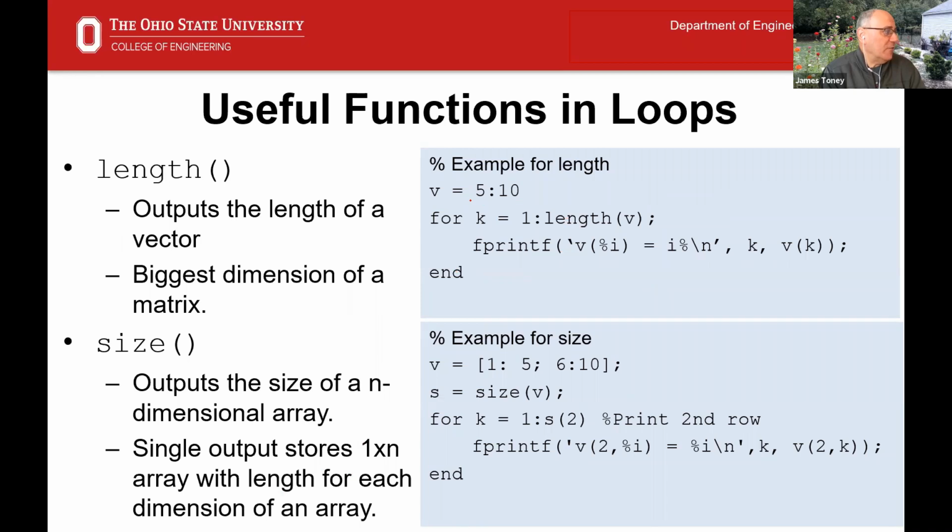Now, when you're iterating over a data array, iterating just means repeat the code for each element of that array. You should get out of the habit of hard coding the number of elements. Like in this case, V is 5, 6, 7, 8, 9, 10. There are 6 elements. I could have put 6 here. But it's really a much better practice not to hard code that number.